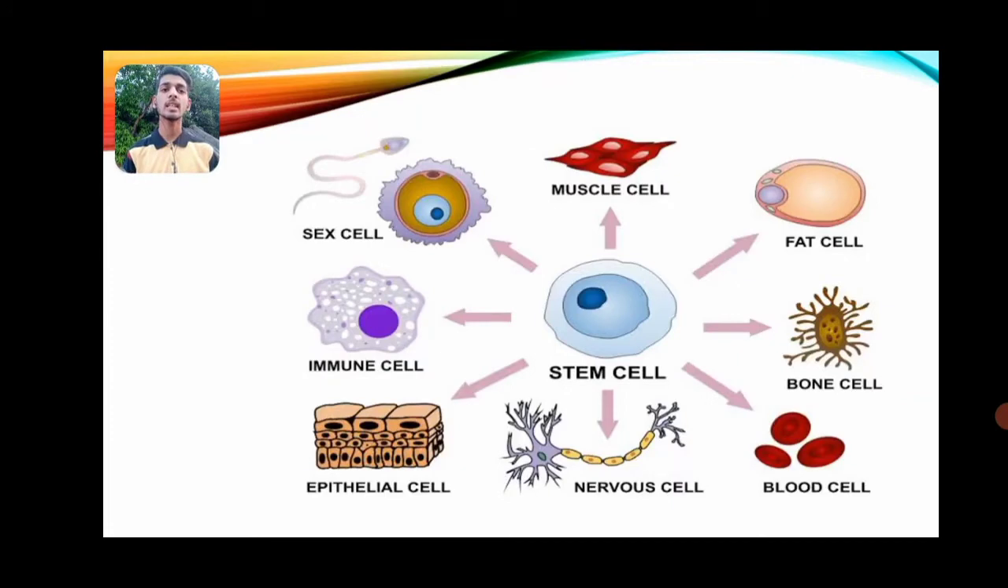After that, the stem cells. What are the stem cells? Stem cells can generate these kinds of cells. A stem cell has the potential to develop into sex cells, muscle cells, and fat cells, which are formed in the adipose tissue. Adipose tissue is formed in our area of hips and thighs. Then the bone cell. Bone cells are found in the bone marrow cavity.